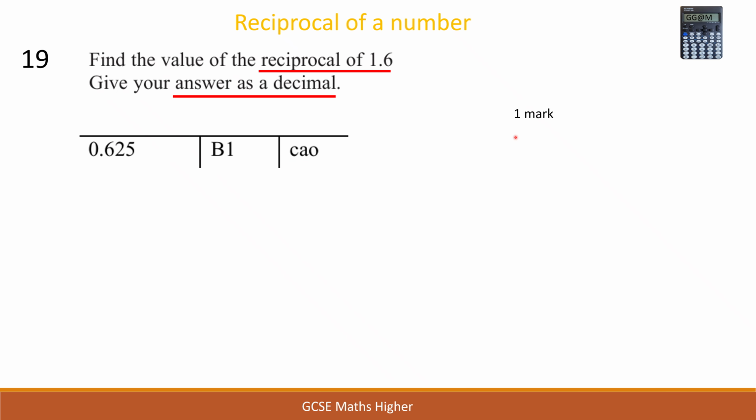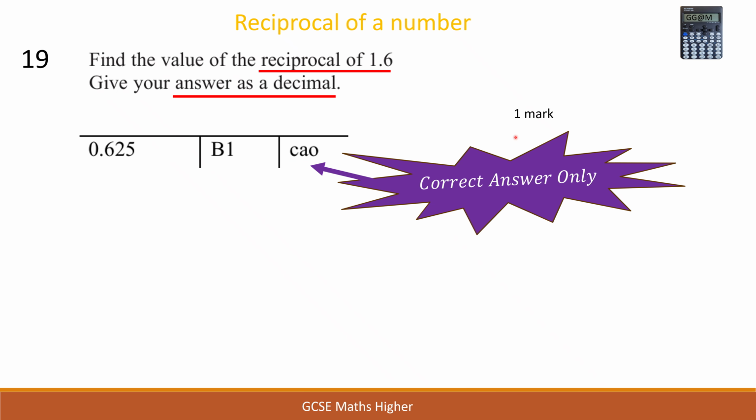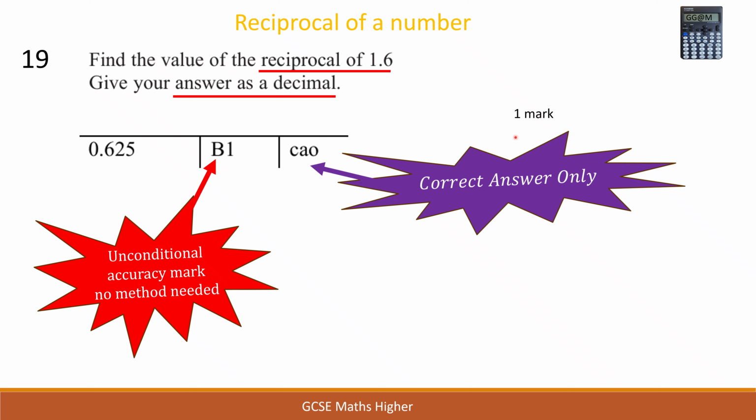Fantastic work. The answer should be 0.625. CAO means correct answer only, and the B1 means you don't need to show your method. You can just literally write down the answer. Fantastic work if you've managed to get these correct. Well done.